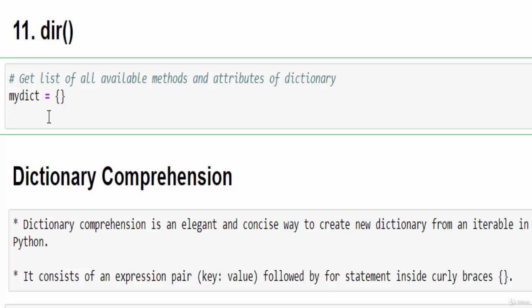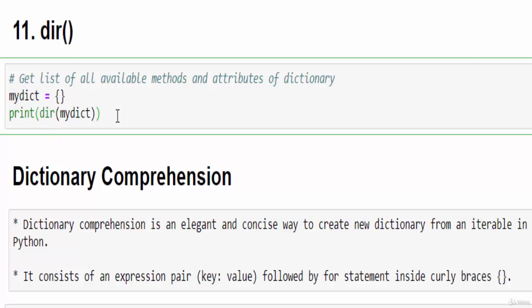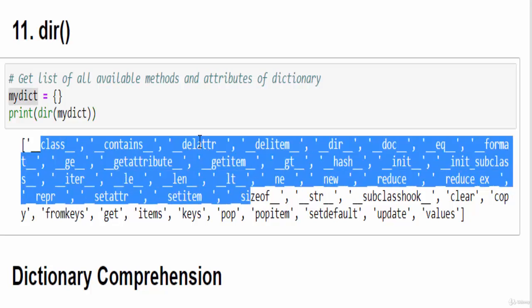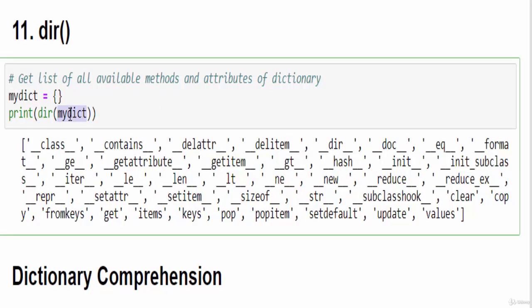Next method is the dir method. It is a directory. If you want to find the list of all the available methods and attributes for your particular dictionary variable, you can use the dir method. Print, just mention dir. Inside that dir, pass the dictionary variable. Run it. These are all the available methods and attributes for this particular dictionary variable. We have already seen fromkeys, get item, pop item, setdefault, and so on.